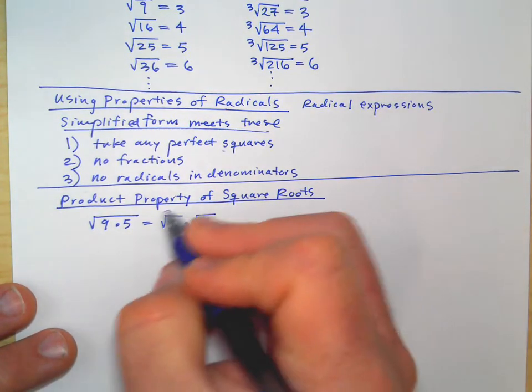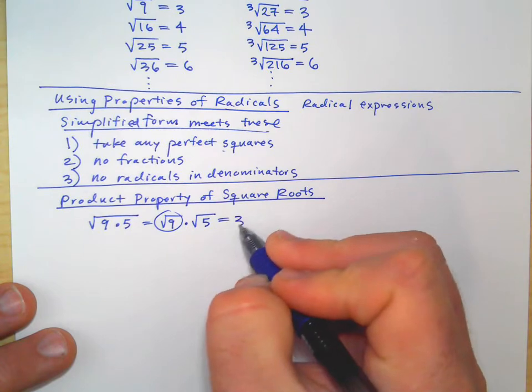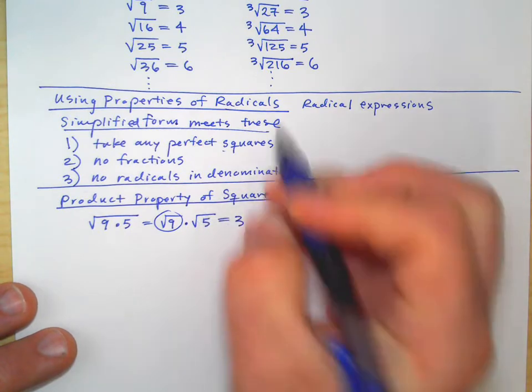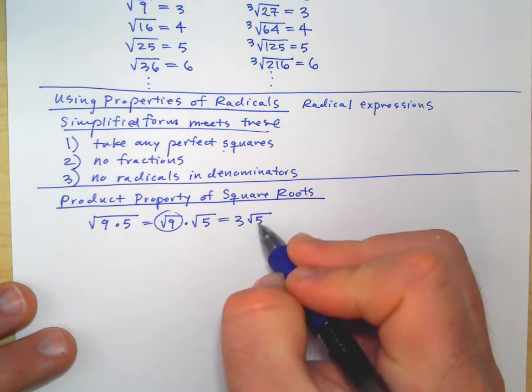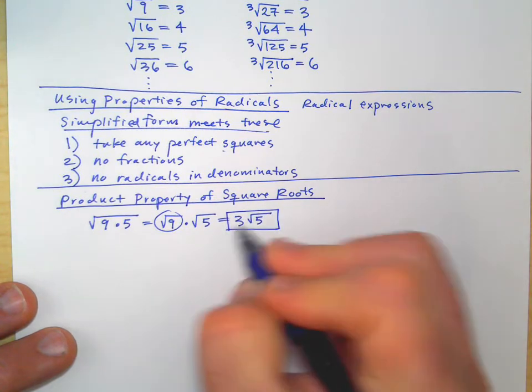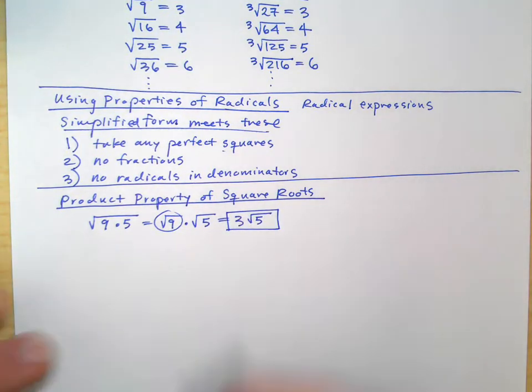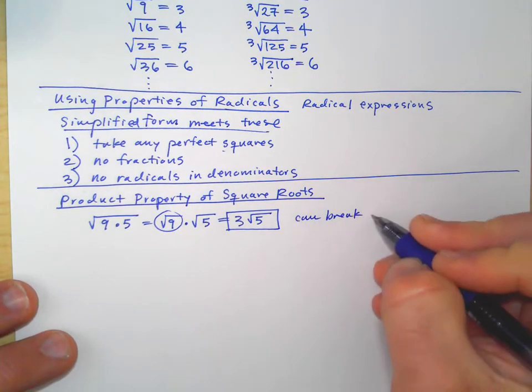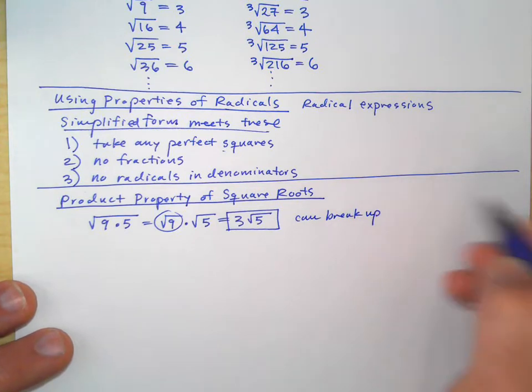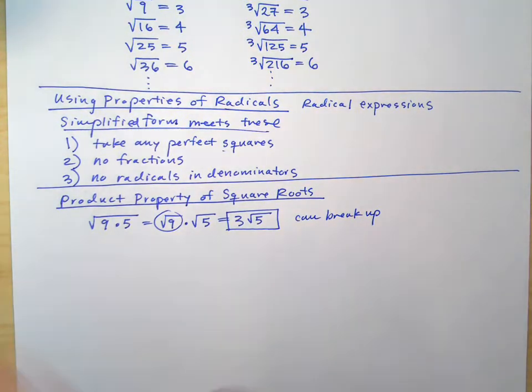And then the square root of 9 is 3. Square root of 5. Can we take anything else out? Any perfect squares out of 5? Nope. So it stays inside and you multiply them back together. Now the 3 is on the outside. So we can break up radicals when it involves multiplication. You can't just break up radicals. There's a lot of times where you can't, but with multiplication, you can.